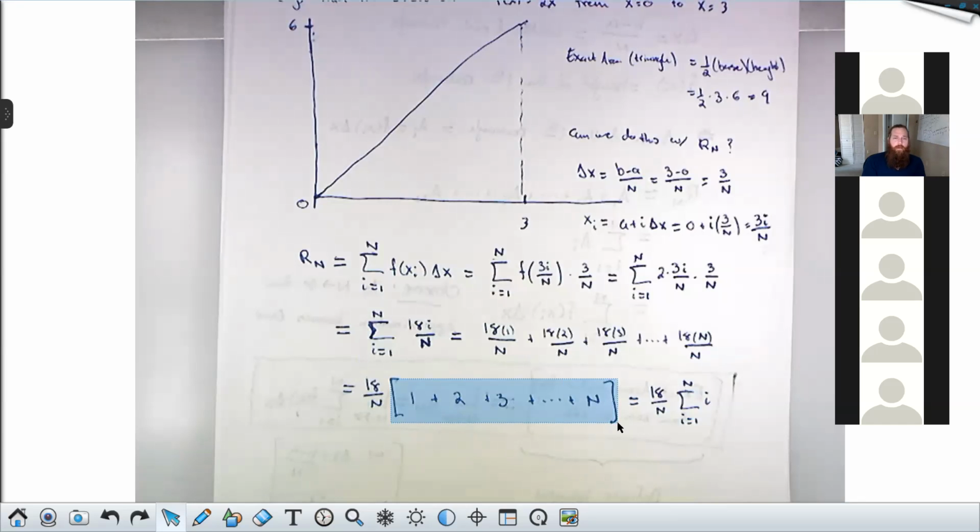So in order to simplify this and then take a limit, I need to know what this sum is right here. What happens if you add up the first n integers? Does anybody remember how to add the first n integers? There's a really cute story behind this. I don't know if I have time for the story, but.